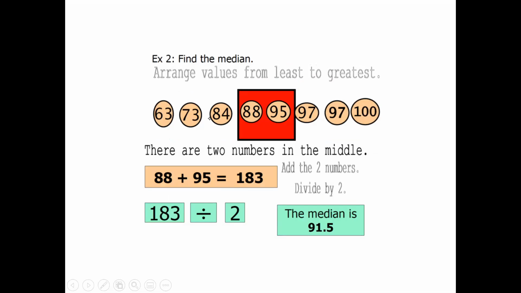So going back to Abby's test scores, from 63 to 100, that's a pretty big gap. In between them, what about 84 to 88 and 95 to 97? So it's basically talking about how spread out Abby's test scores are for the last 8 tests.